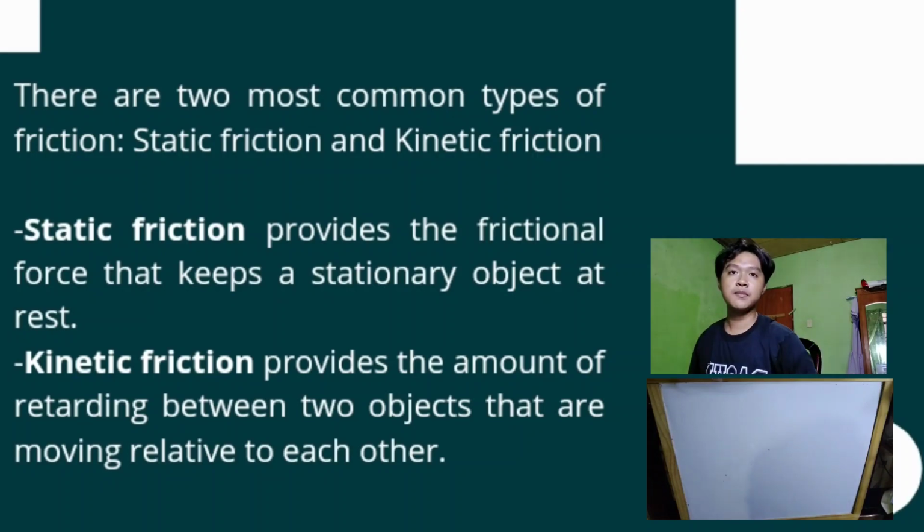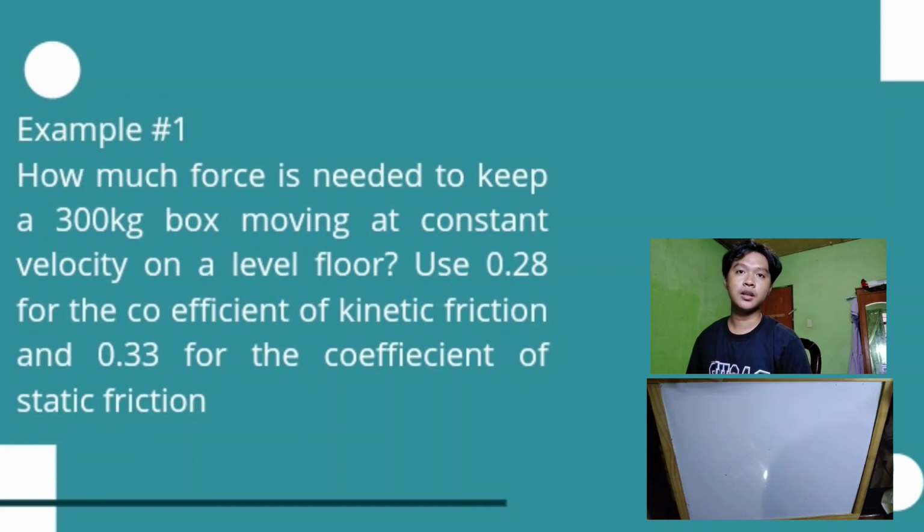Then, let's move to example number 1. How much force is needed to keep a 300 kilogram box moving at constant velocity on a level floor? Use 0.28 for the coefficient of kinetic friction and 0.33 for the coefficient of static friction.